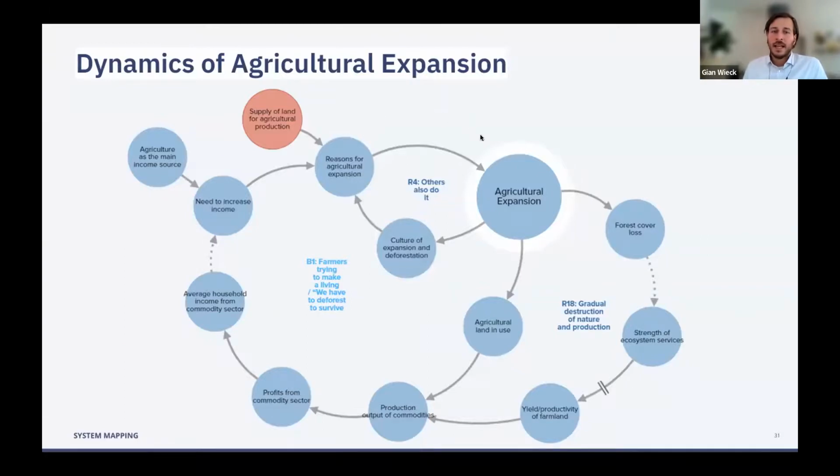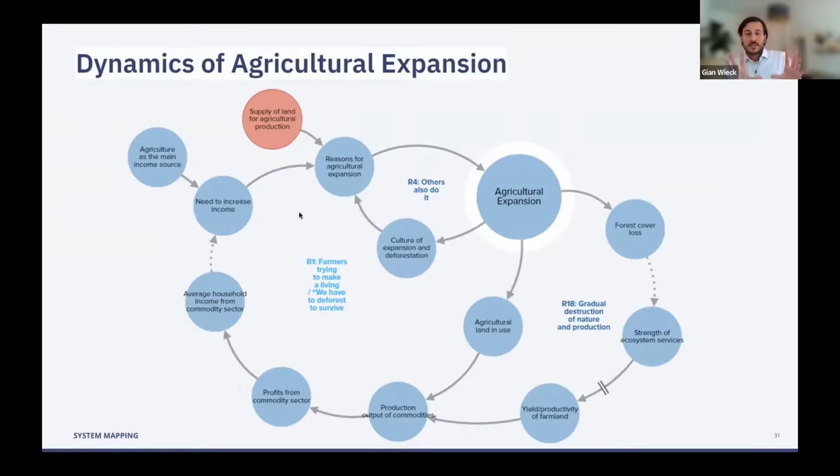and therefore create a new reason for expansion. Another interesting thing that we heard within the workshop was that small farmers observe this agricultural expansion by others, by other small farmers, by other migrant farmers, but also by larger corporations. And then they ask themselves, okay, if they do it, why can't we? Why shouldn't we be allowed to expand and deforest? This is what we're showing here with this R4 loop: the more agricultural expansion we have, the more we have a culture within the area for expansion and deforestation, which is again a reason, this time more of a moral reason, for agricultural expansion.